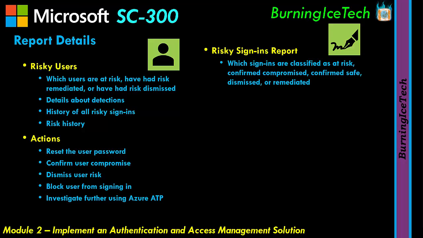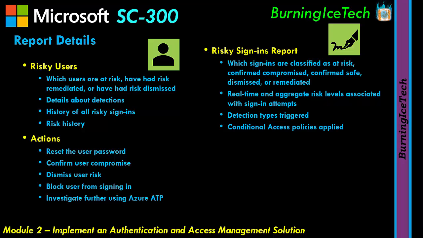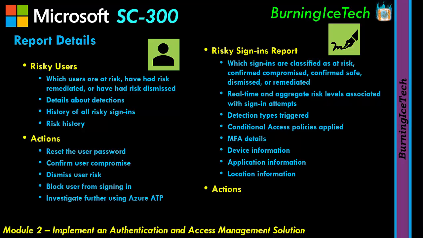These are just some of the reports. Then you can also check real-time and aggregated risk levels associated with sign-in attempts, detection types triggered, conditional access policies that have been applied, multi-factor authentication details, device information, application information, and location information. So you can see quite a lot about these risky users. You can actually even see where they are at, and that's of course based on public IP address once again. Actions that can be applied, and keep in mind these are not necessarily all of them, are confirm sign in compromised or confirm sign in safe. Those are the actions they've given us that you can apply in these situations.